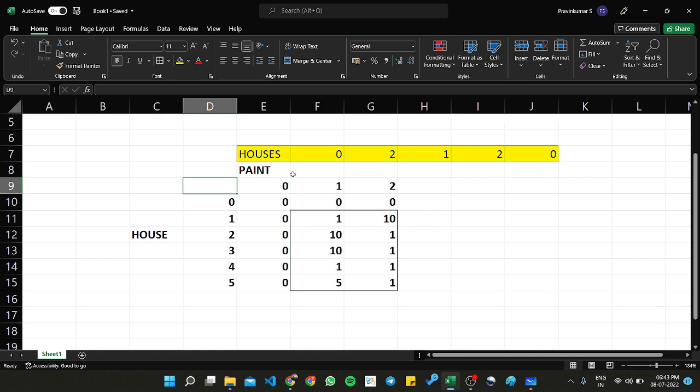Let's take the second example. These are the houses which are painted. The first house is not painted yet, and the fifth house is not painted yet. The cost matrix is this, and there are 2 colors, 1 and 2, and 5 houses. To paint the first house with the first color costs 1, and with the second color costs 10. The cost matrix tells us the same way for the others. We want to find the minimum cost to paint the houses.